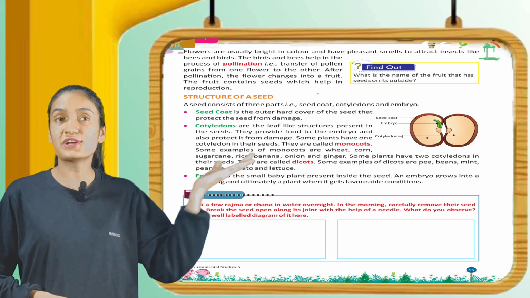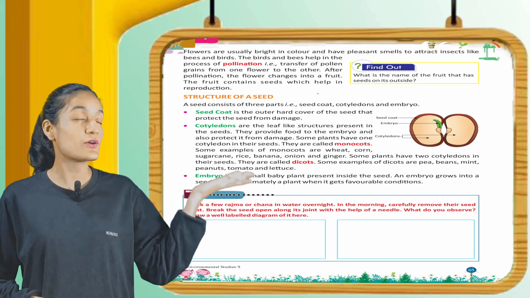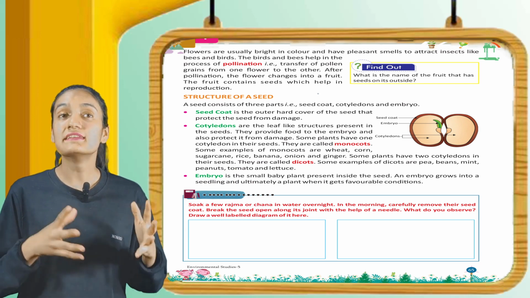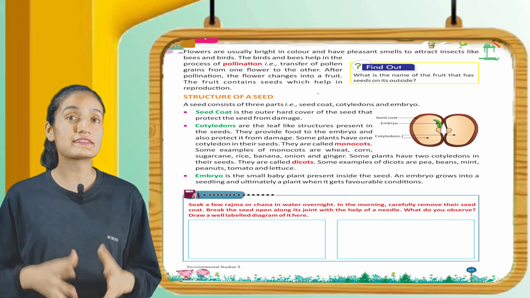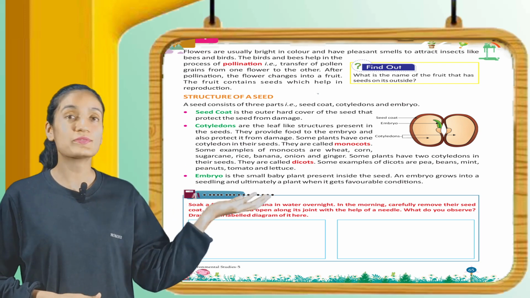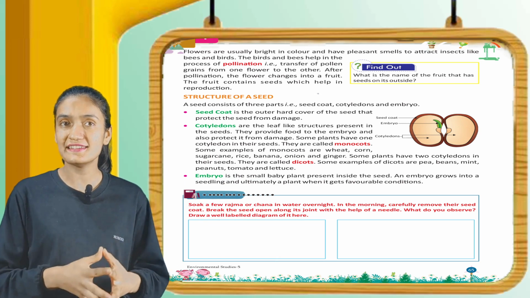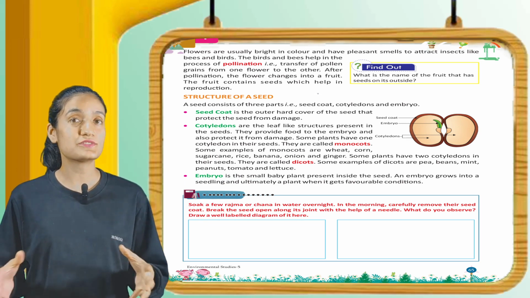Now, structure of a seed. A seed consists of three parts, that is seed coat, cotyledons and embryo. Let's see seed coat. Seed coat is the outer hard cover of the seed that protects the seed from damage. Now, cotyledons are the leaf-like structures present in the seeds. They provide food to the embryo and also protect it from damage.